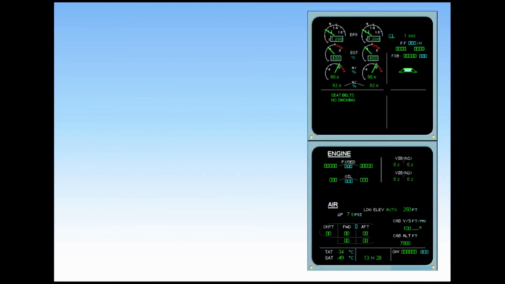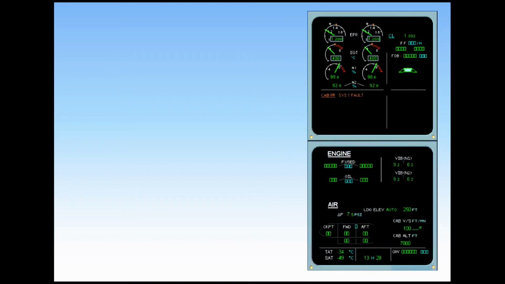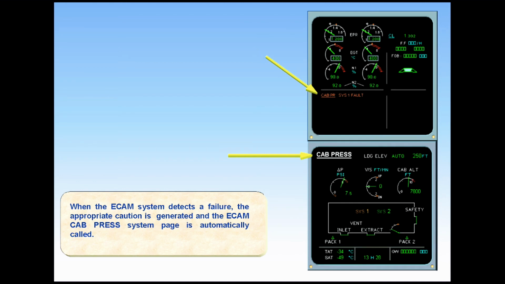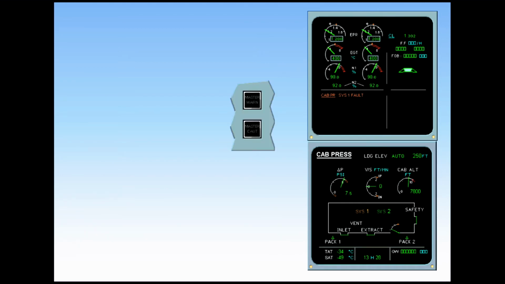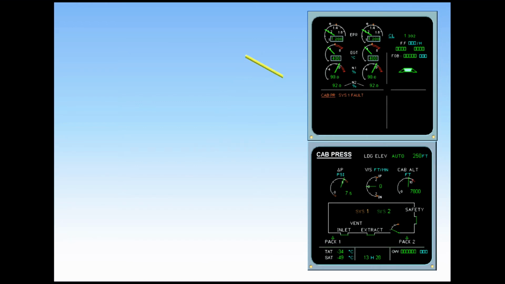We will use a cabin pressure fault where one of the two automatic systems fails. At this time, the aircraft is in cruise and all systems are functioning normally. When the ECAM system detects a failure, the appropriate caution is generated and the ECAM cabin pressure system page is automatically called. Due to the fact that this is only a crew awareness, there was no master caution. The failure message is read.